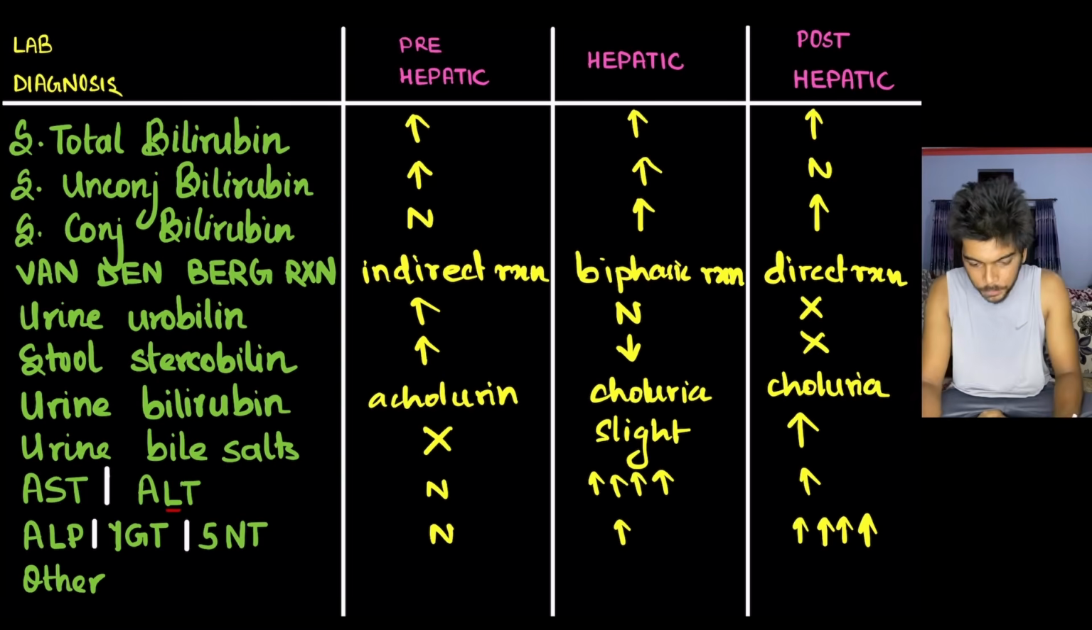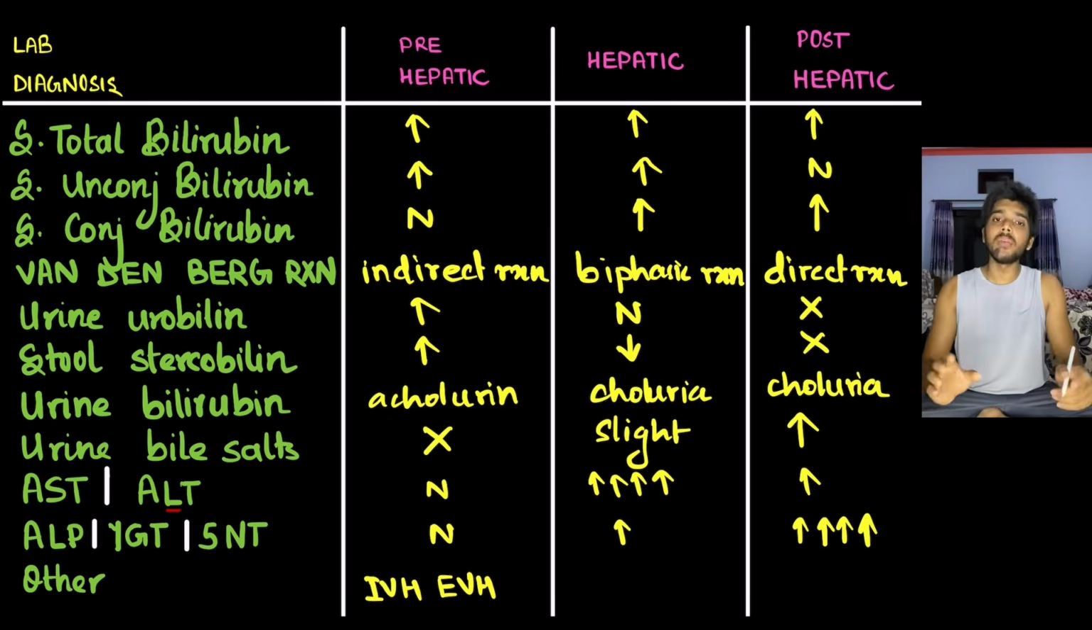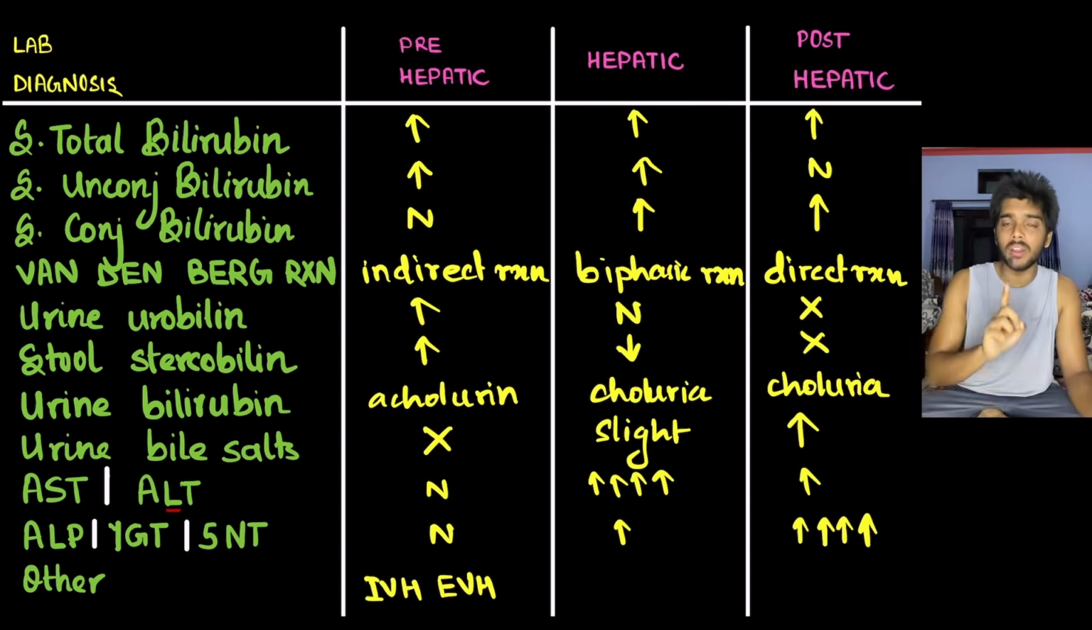As for other features, in prehepatic jaundice, there is excess hemolysis taking place, and hemolysis can either be intravascular hemolysis or extravascular hemolysis, and the biochemical features of both intravascular and extravascular hemolysis I have taught in detail under hemolytic anemia, under my one-shot video of anemia.